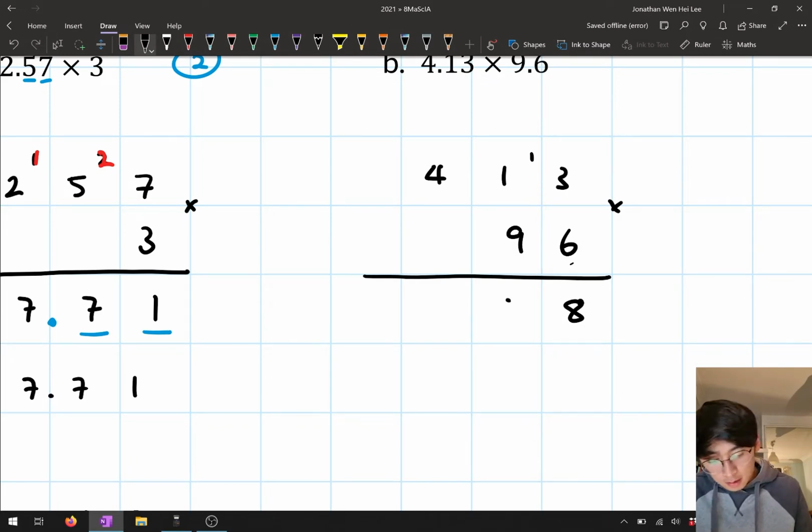And I add on that 1, so that gives me 7. Then the final bit is I do 6 times 4, which gives me 24. And here I can just write 24. Okay. Now next bit is then I need to multiply the 9.